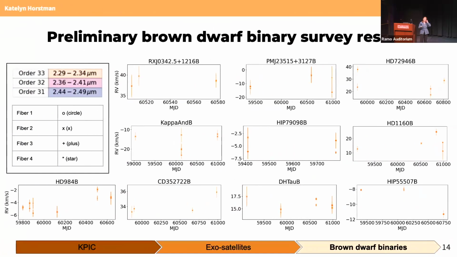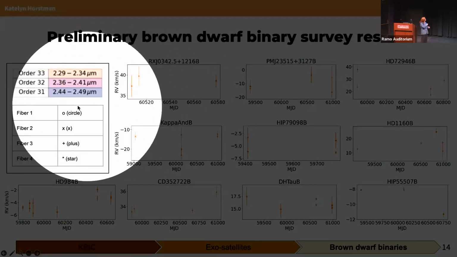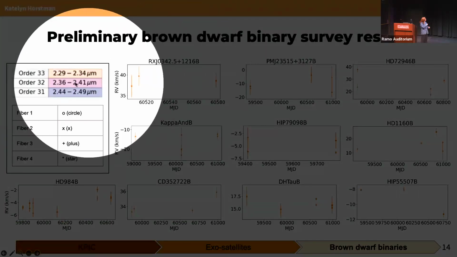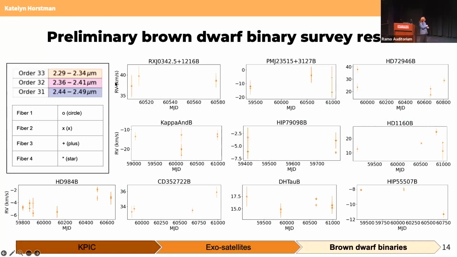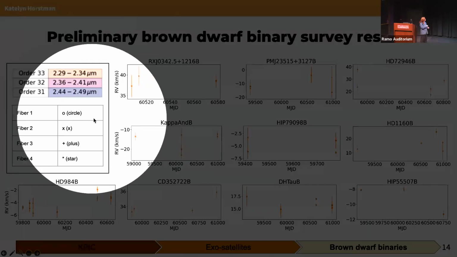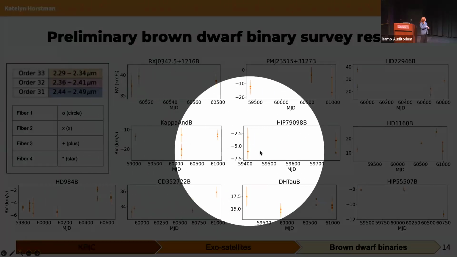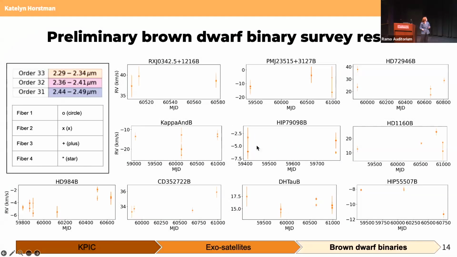And so these are just some preliminary results that we were able to get from the brown dwarf binary survey. Just as a reminder, for each of the orders here, we only have order 33, so particularly in this band. And each of the different fibers is indicated with different markers here. We can see a range of all of the different objects we were able to target with this particular KPIC survey. And so we were able to get 3 epochs for most of these with SNR higher than 5, but we're still working on the data reduction.